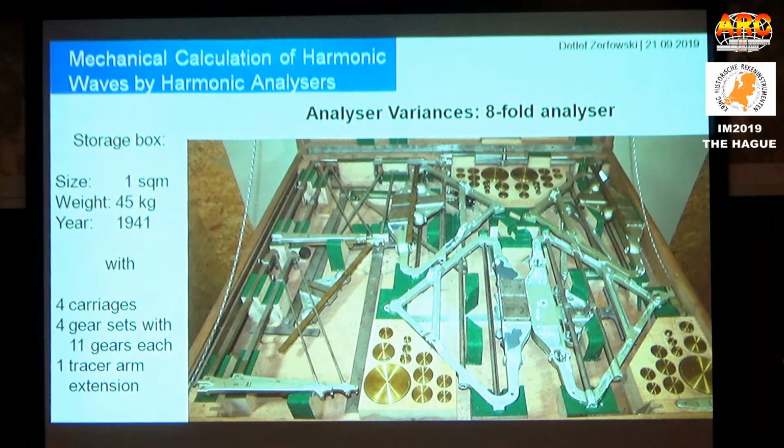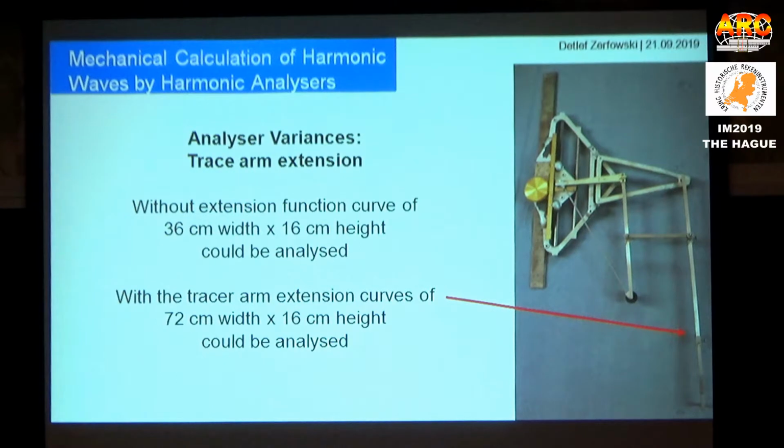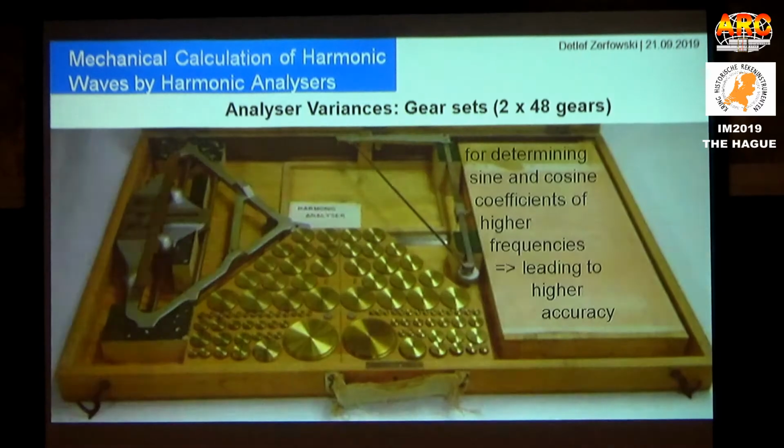But I'm pretty sure installing this on a ship would be a nightmare because of the movement. Okay, there's another variant with the different types of analyzers. You have seen the graphs here, which could have been analyzed. With this extension arm, you could increase the size of the graph which you can analyze by about a factor of 2. This is also part of my machine. This was done to increase the accuracy.